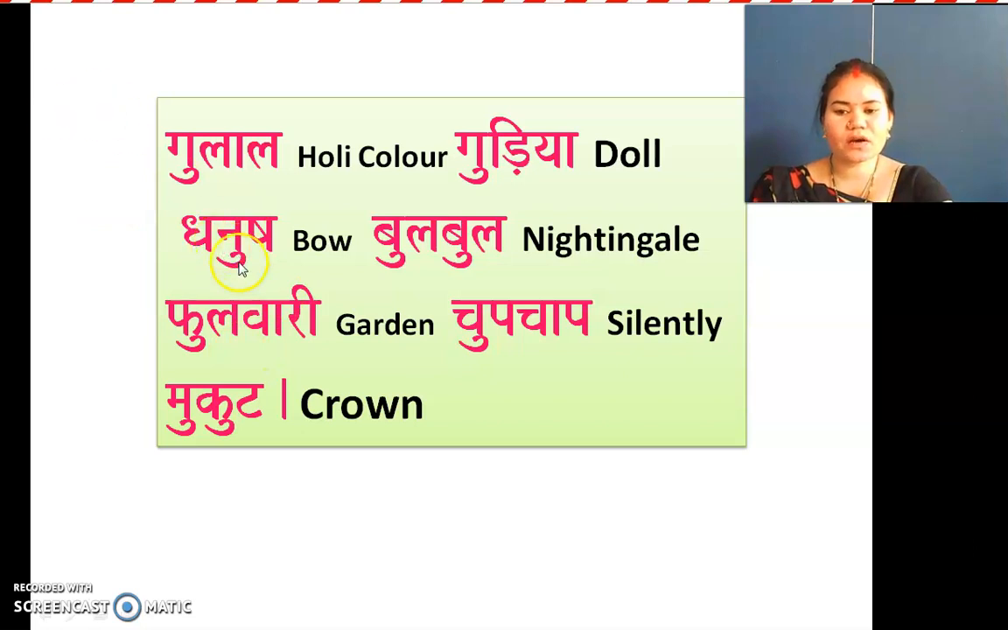Next one is na, u, pet kata, sa. Dhanush. Dhanush means the bow. Okay. Next one is bull. Bo and u ki matra. Bu, bo, bu, la. Bull. Okay. Bull means night eagle. Next one is for, u, la. Full. Vari. Fulvari means garden.